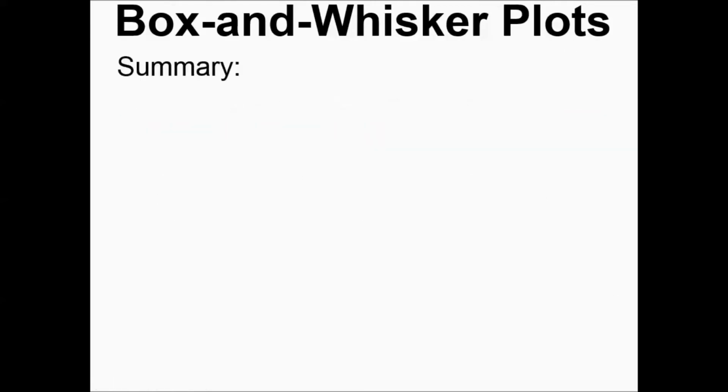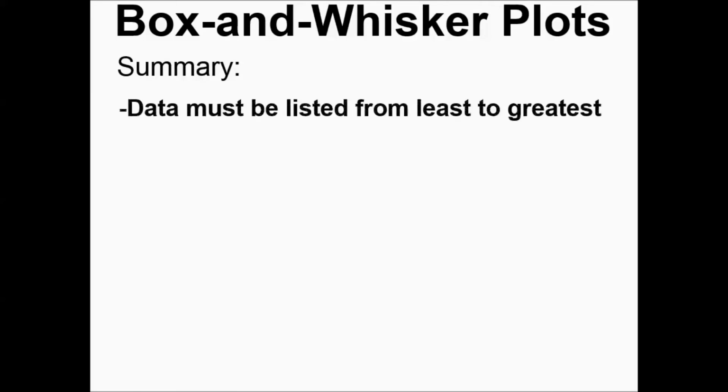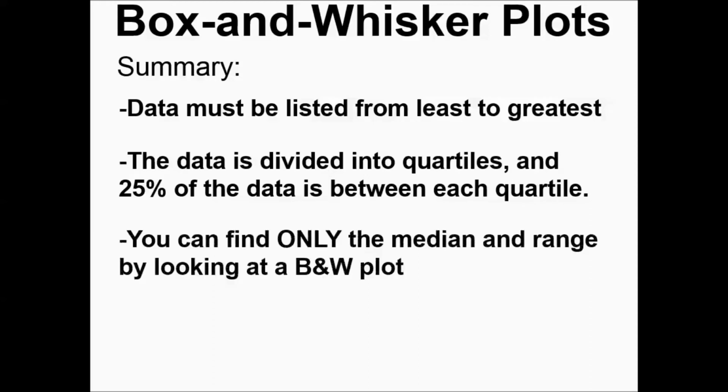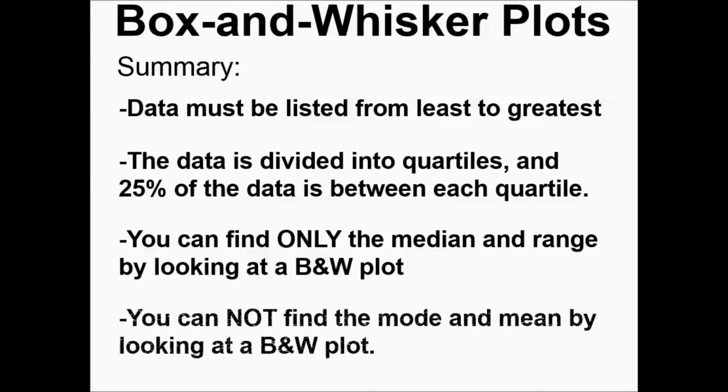So, to summarize, your data must always be listed from least to greatest. The data is divided into quartiles, and 25% of the data is between each quartile. You can only find the median and range by looking at a box and whisker plot. You cannot find the mode and mean by looking at a box and whisker plot.